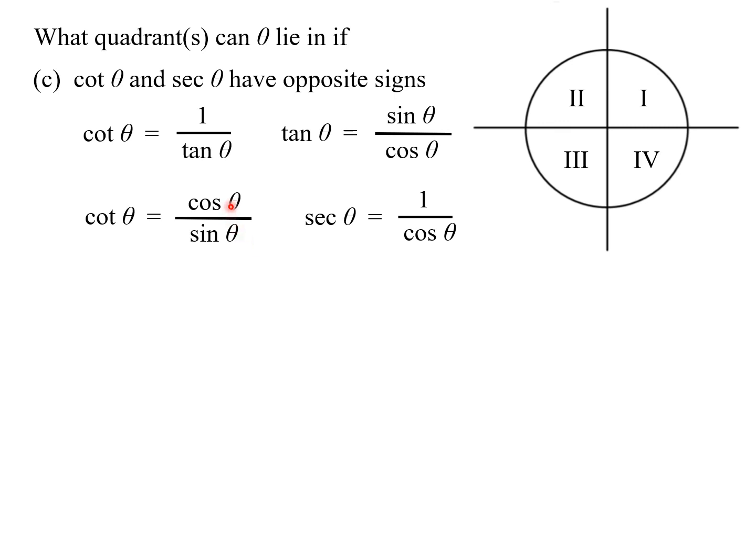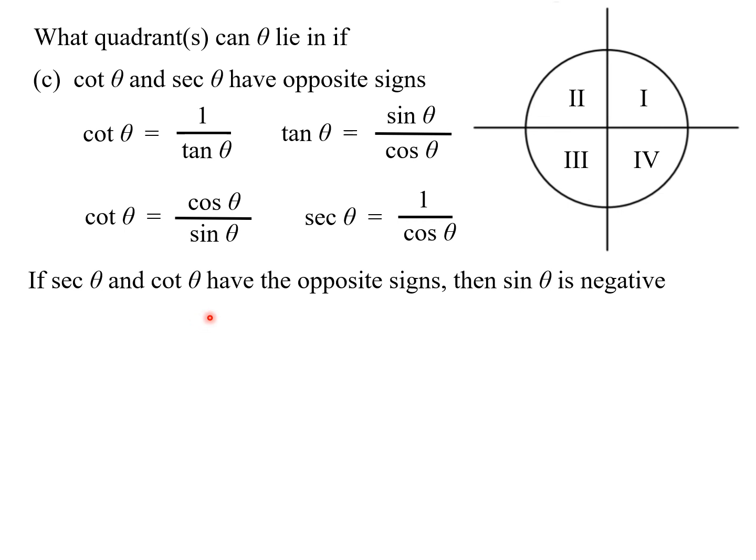Because if the secant is positive, that means the cosine is positive. And if the cosine is positive and the cotangent is negative, the only way that can happen is if the sine is negative. And vice versa. If the cosine is negative, the cotangent is positive, that means the sine has to be negative also. So the sine must be negative.